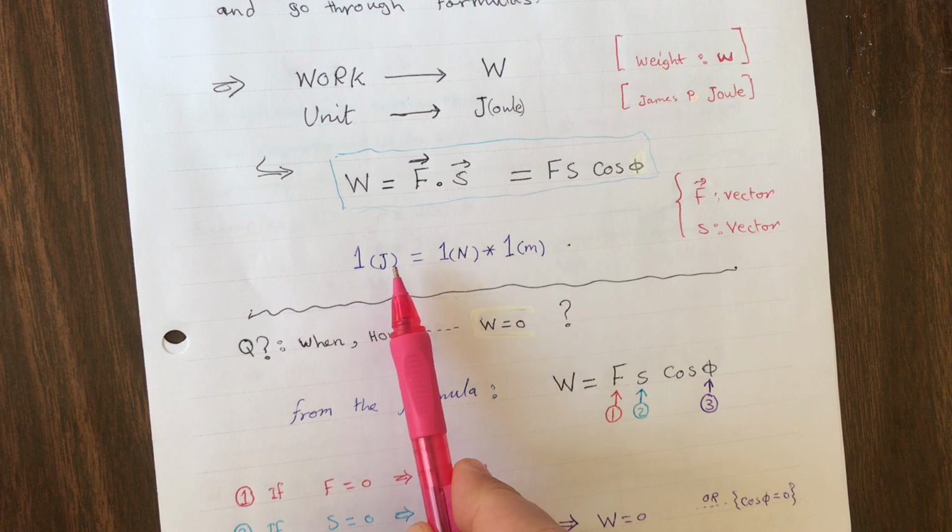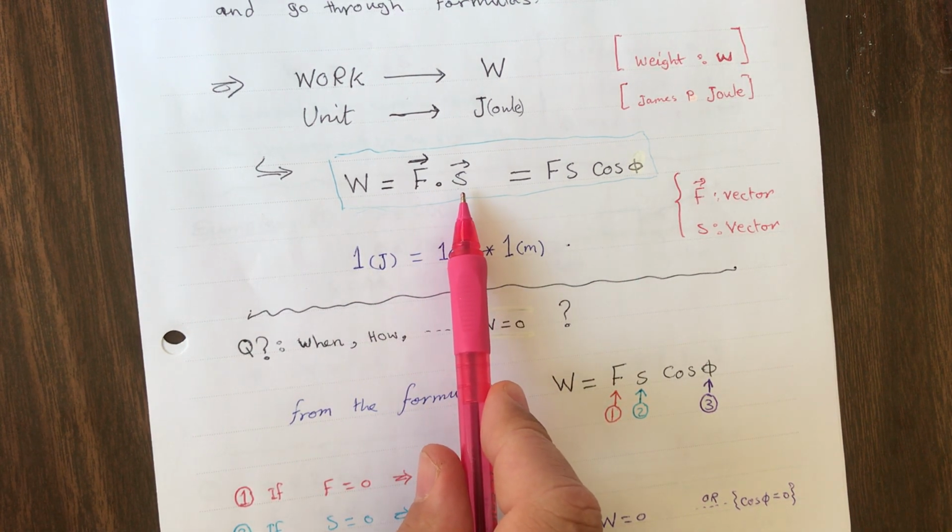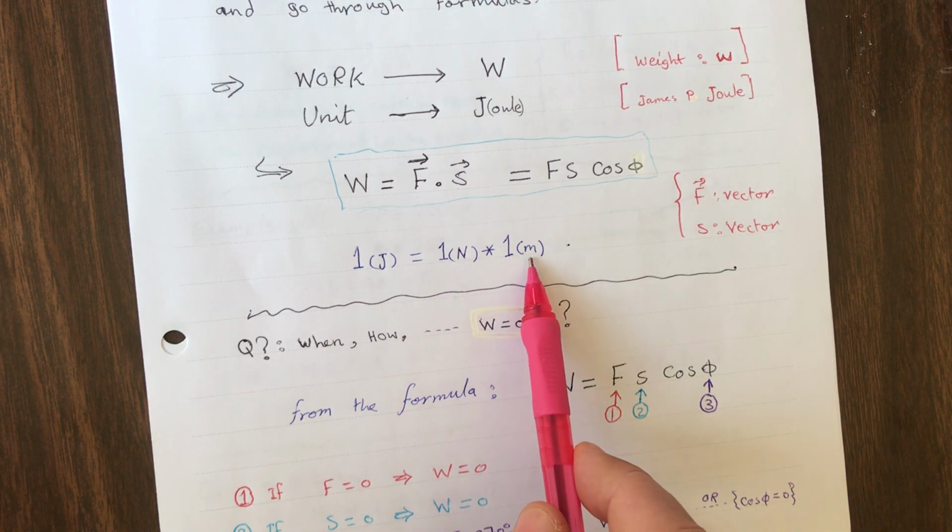Now, to see what 1 joule is equal to, it is equal to the unit of force multiplied by the unit of the displacement, which is newton meter.